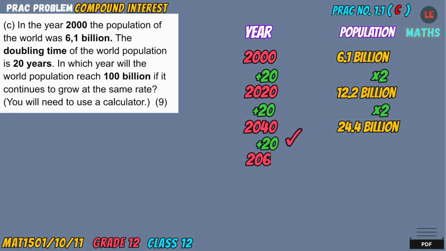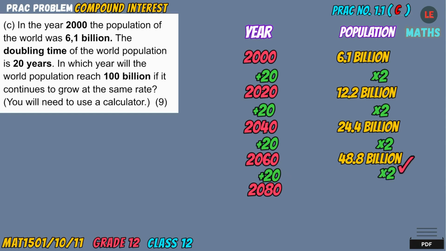2040 plus 20, and the population doubled to 48.8 billion. 2060 plus 20, and the population doubled to 97.6 billion. That is finally a number close to 100 billion. You need to understand this to provide something understandable.